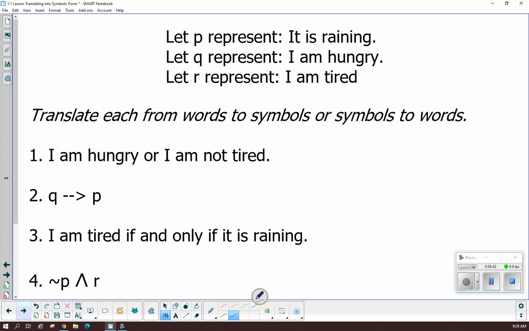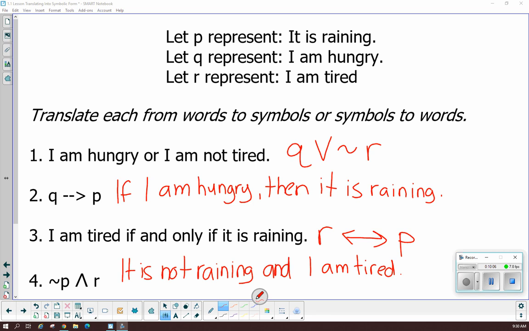So what I want you to do is use those examples that we just did to help you do these. Translate the ones in words to symbols and the ones in symbols to words. I'm going to pause here and write down the answers. You should pause the video right now and try these on your own. Then press play and check your answers. Raise your hand if you need help.